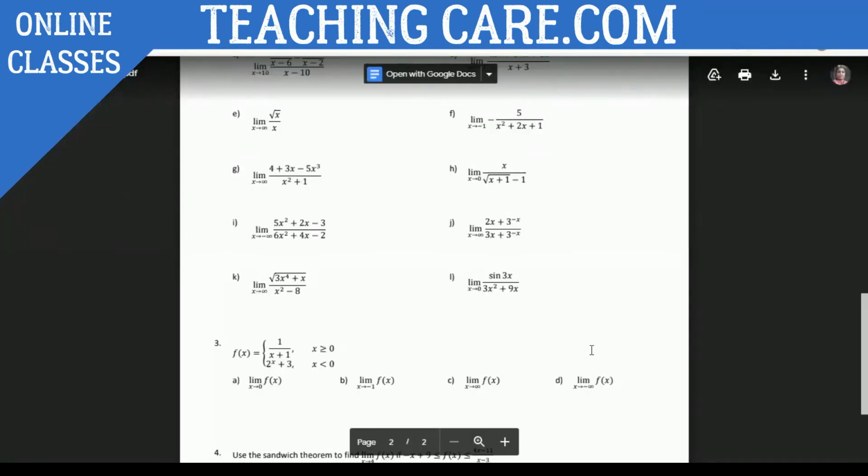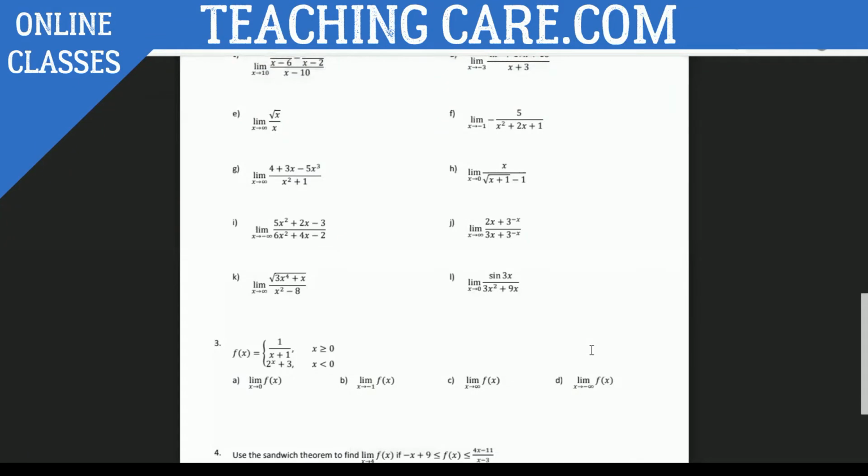For 3, f of x they have given. It is a piecewise function, and you need to find the limit as x approaches 0 of f of x for this. As x goes to 0, one quick second. It does not exist because the left and right limits do not exist.